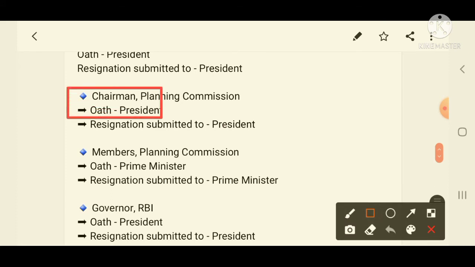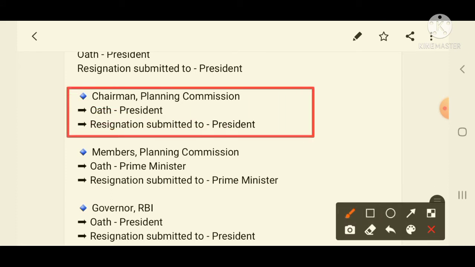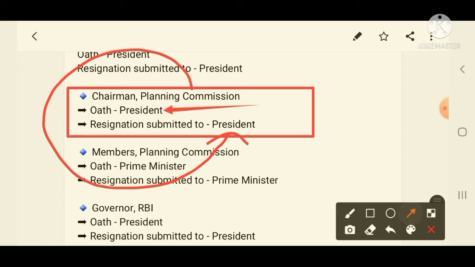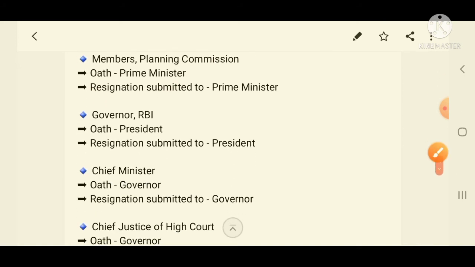The next post in line is Planning Commission. The Chairman of the Planning Commission is again given oath by the President of India only, and if he wants to resign, he will submit his resignation letter to the President of India only. So the Chairman of the Planning Commission will be given oath by the President, and if he wants to resign from his office due to some reason, then he can submit his resignation again to the President of India.